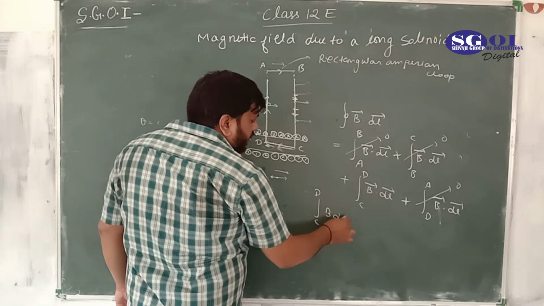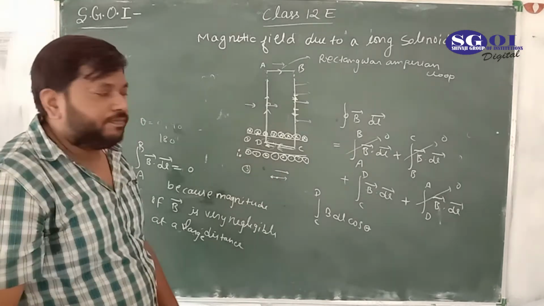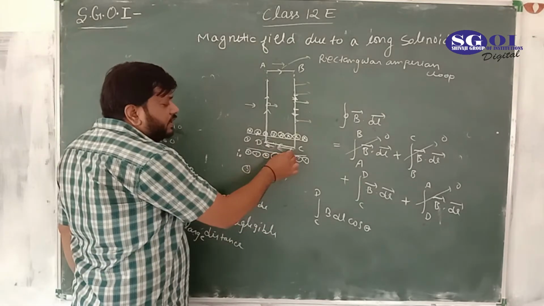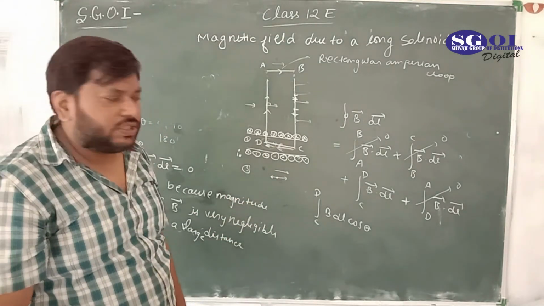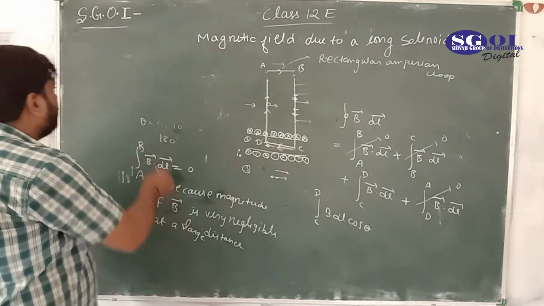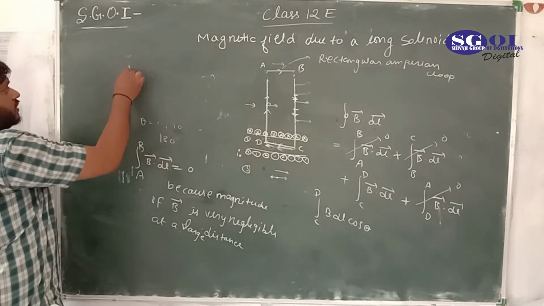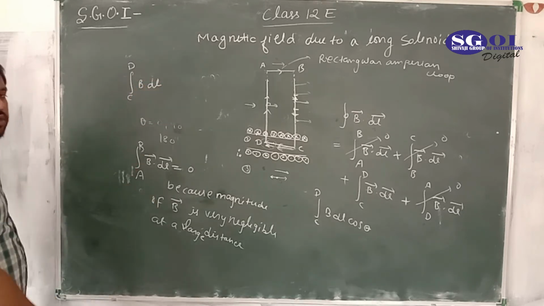So it is B dl cos theta. And what is the angle between dl and B? The magnetic field is in this direction and dl is also in this direction. So theta is 0, cos 0 is 1. So we have only the integration C to D, B dl.